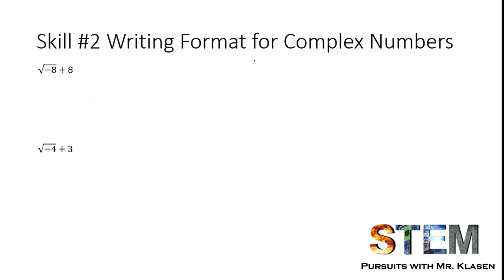Writing format for complex numbers. So whenever you do have an actual imaginary component and you have an individual real component, there is a specific a plus bi format that is encouraged for you to use. And this will make a little bit more sense as we get onto day 2. But whenever it asks you to write complex numbers in the correct format, this is what it's looking for.